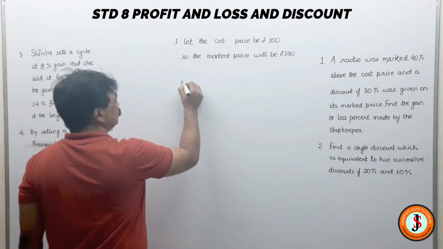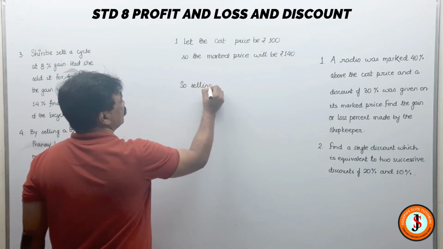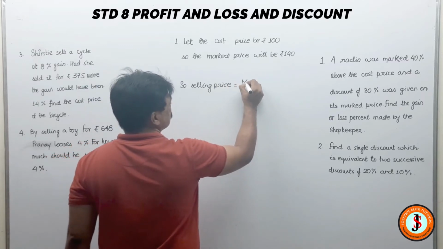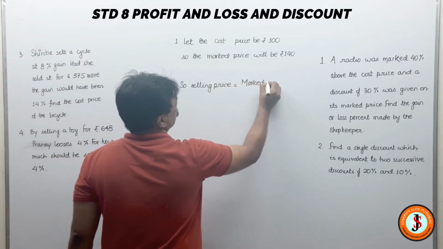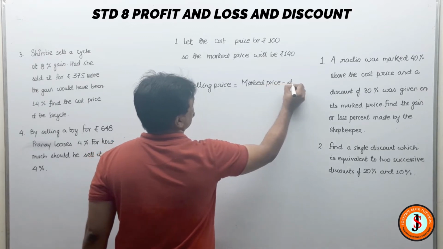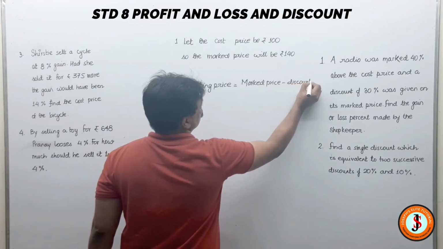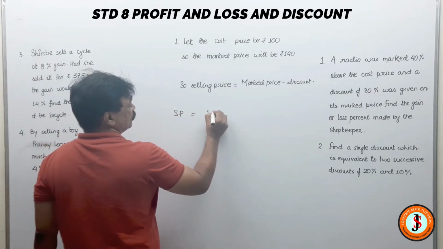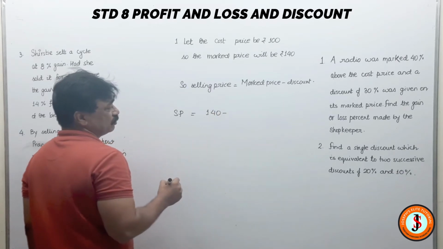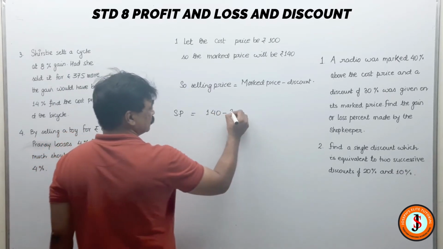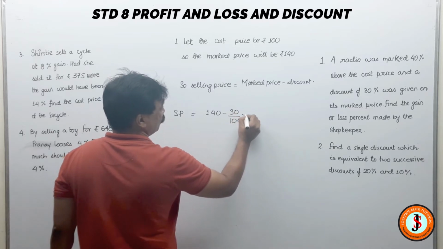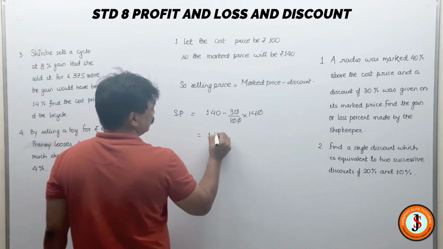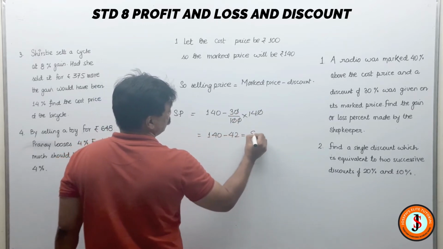Now a discount of 30% was given. So the selling price will be what? Selling price, very simply we can take out. Selling price will be marked price minus discount. Isn't it, children? So SP will be how much? Marked price is 140 minus discount, which is 30 by 100 of 140. So 140 minus 42 is equal to rupees 98.